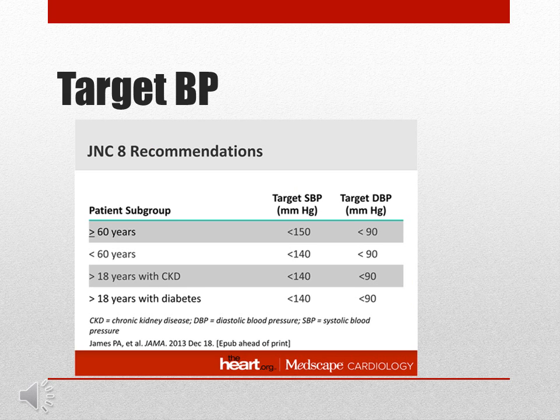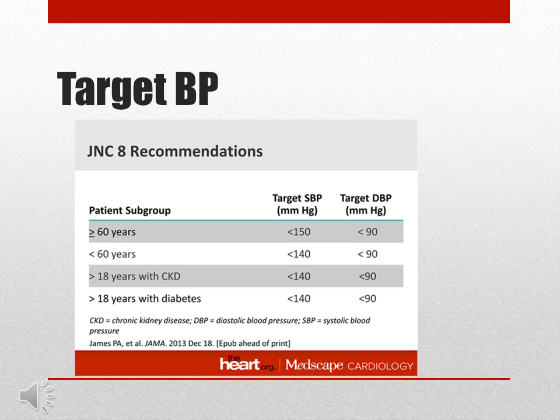So now that we've discussed the classification of blood pressure, this chart reviews the target blood pressure on different patient subgroups along with different diseases or medical problems that a patient may have. For instance, if your patient is greater than or equal to 60 years old, their target blood pressure is less than 150/90. If they are less than 60 years old, target blood pressure is less than 140/90.